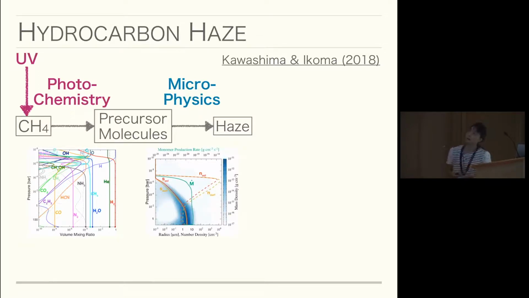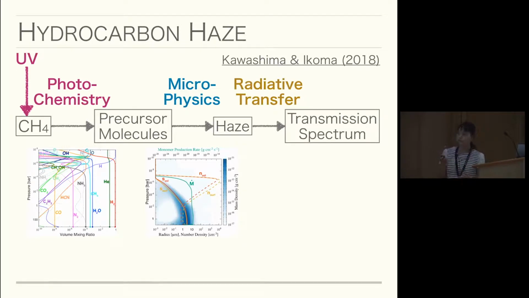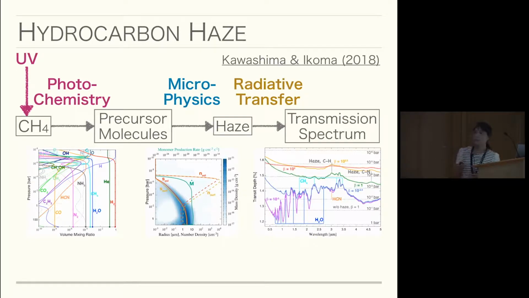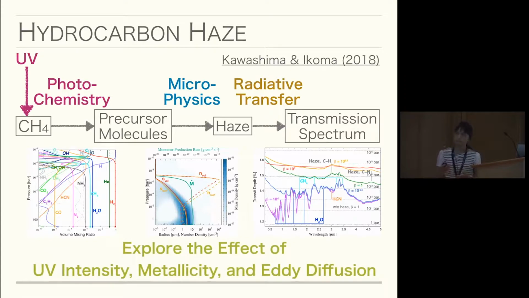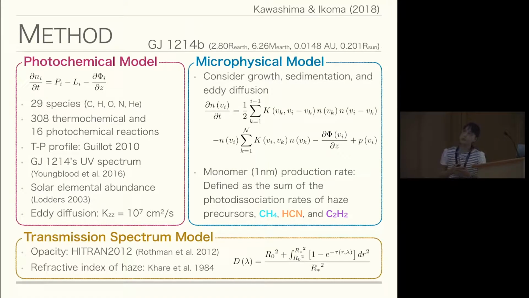Also, I modeled the transmission spectrum. In this talk, I'd like to explore the effect of UV radiation intensity, metallicity, and Eddy diffusion, because these three parameters are very important for haze formation processes. Let me describe our models briefly.